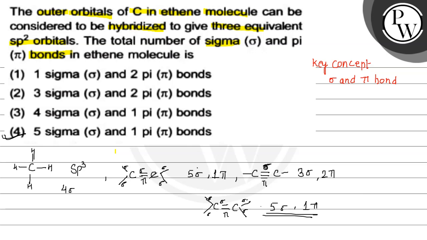This is 5 sigma and 1 pi bond is formed. So the correct option is option number 4. So we write the answer option number 4. 5 sigma and 1 pi bonds are formed in the ethene molecules.